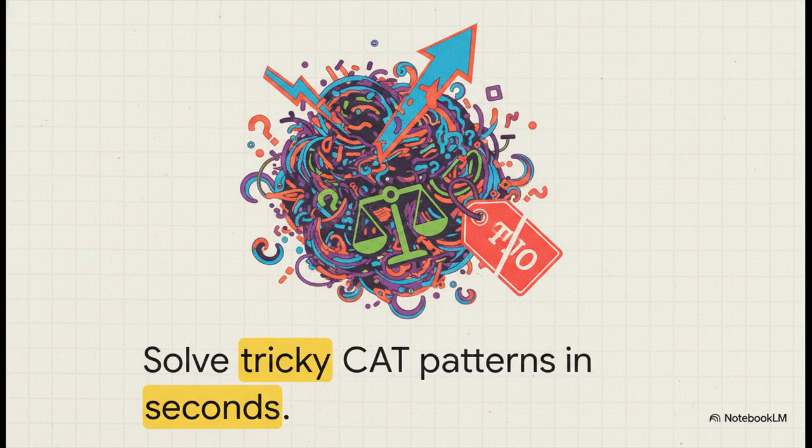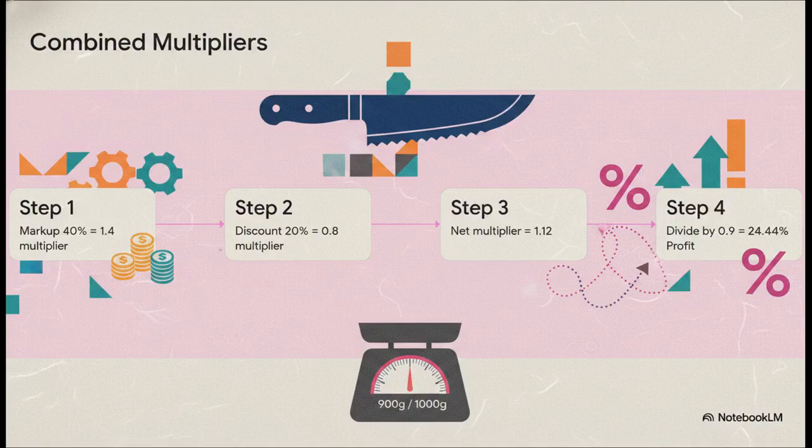Now, if you try to untangle this algebraically, layer by agonizing layer, it is going to eat up minutes of your exam time. But watch how our shortcut method just slices right through this. We use a combined multiplier strategy. Step 1, a 40% markup, that's a 1.4 multiplier. Step 2, a 20% discount is a 0.8 multiplier. Step 3, multiply those together, 1.4 times 0.8, and you get a net claimed multiplier of 1.12.